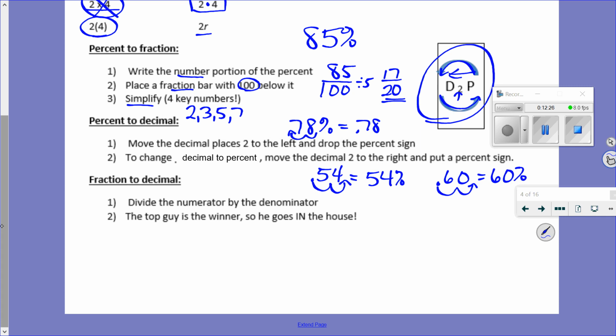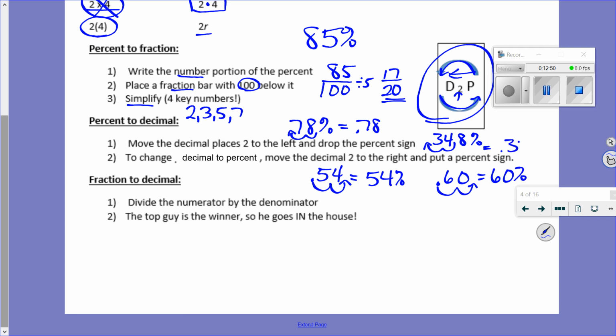Okay? What about if I have a decimal as part of my percent? What if it was 34.8%? Does that change anything? No. I still start where my decimal is. Where's my decimal? Right here. So I move it twice. 1, 2. That now becomes 0.348, or 348 thousandths. Make sense? Any questions?